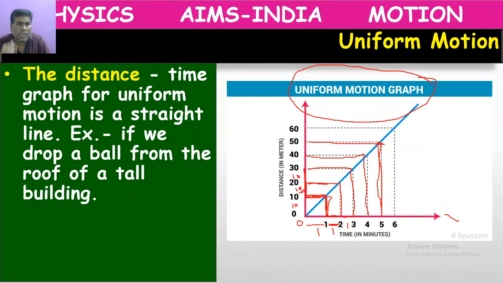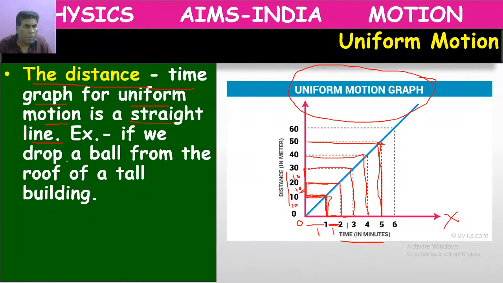So uniform motion we can represent on a graph with a straight line, like this. What is the name of this graph? It is a distance-time graph, because we are representing distance on the y-axis and time on the x-axis. That's why it is an example of a distance-time graph. So the distance-time graph for uniform motion is a straight line.